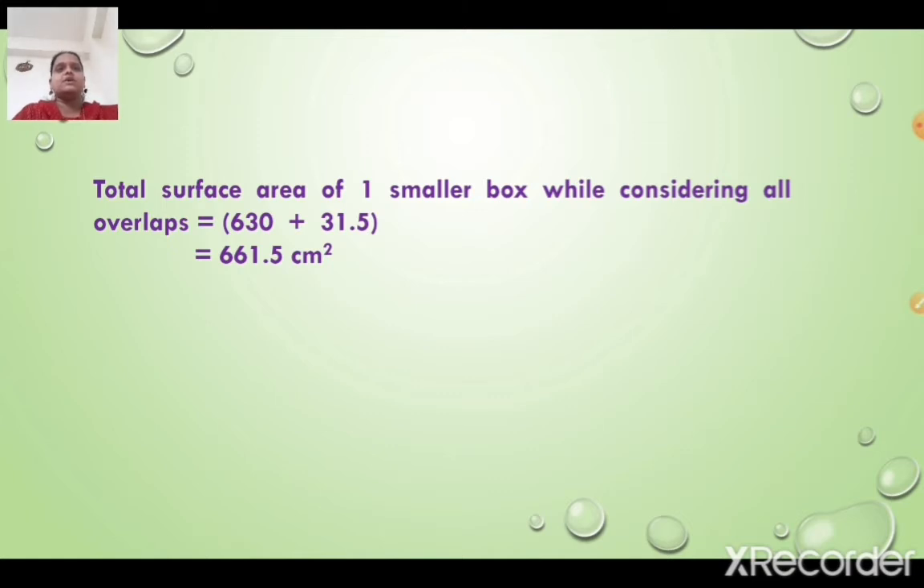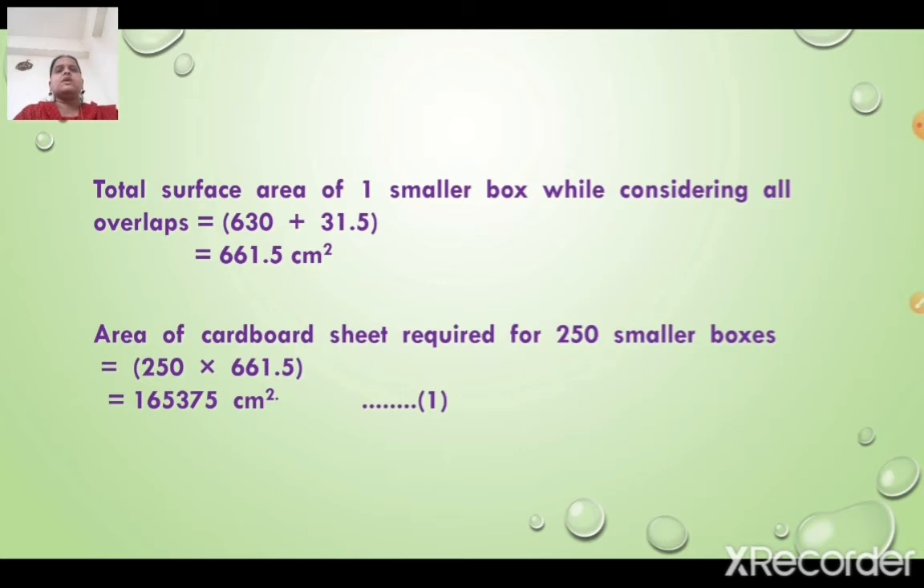Till here, is it clear to all of you what steps we have done? First we found the total surface area, then found the overlapping area and added the total surface area plus overlapping area to get the total surface area of one smaller box considering the overlap. Is it correct? Let us see the next step. The next is the area of cardboard sheet required for 250 smaller boxes. Now for 250 boxes, each smaller box area is 661.5. So if you multiply, you will get the answer as 165375, which means what?